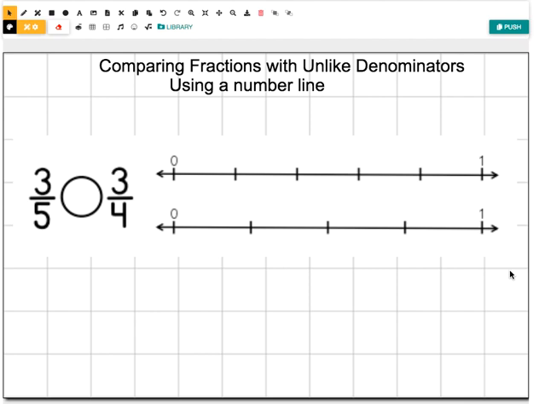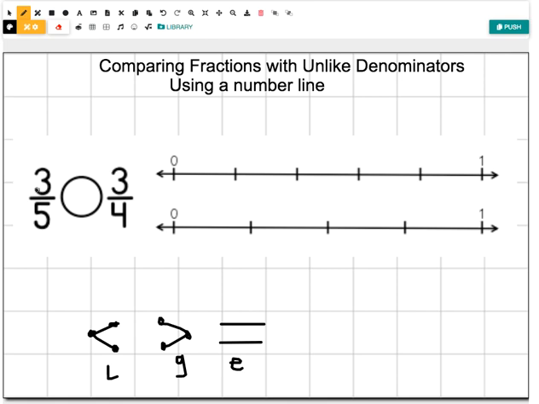So our first one says 3/5 compared to 3/4. We could use the trick we learned in the last video about looking at the top numbers. They're the same, so comparing the bottoms, but we're going to go ahead and use our number line just for practice because we have it here. So we have our symbols we can use: less than, greater than, or equal to.